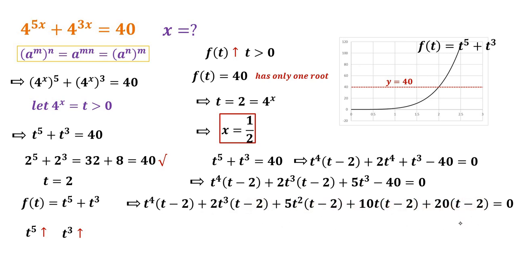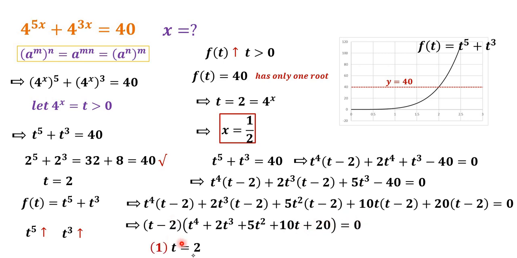So we can take out t minus 2, and we have (t minus 2) times (t to the power of 4 plus 2t to the power of 3 plus 5t to the power of 2 plus 10t plus 20) is equal to 0. So now we have two cases. One case is t minus 2 is equal to 0, so t is equal to 2. So this is one root.